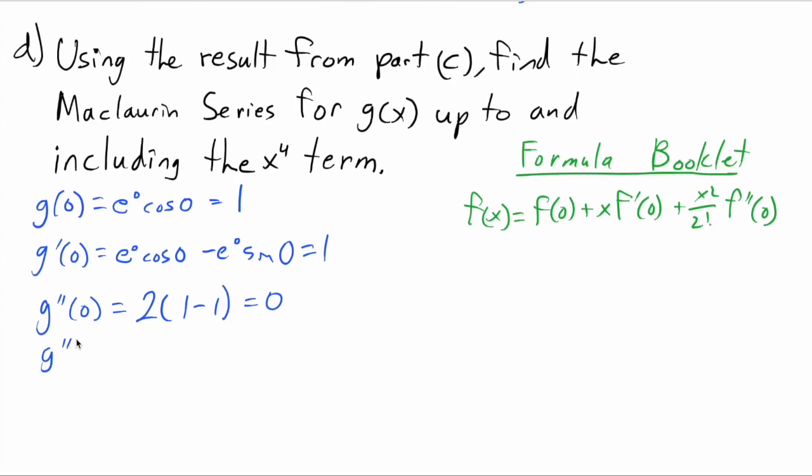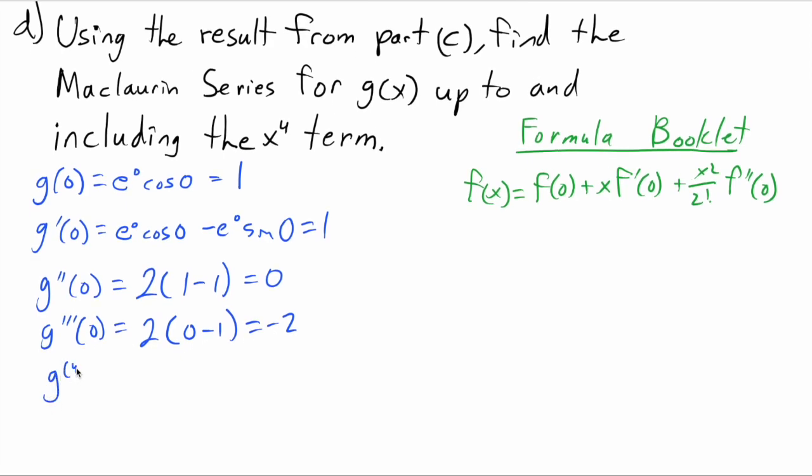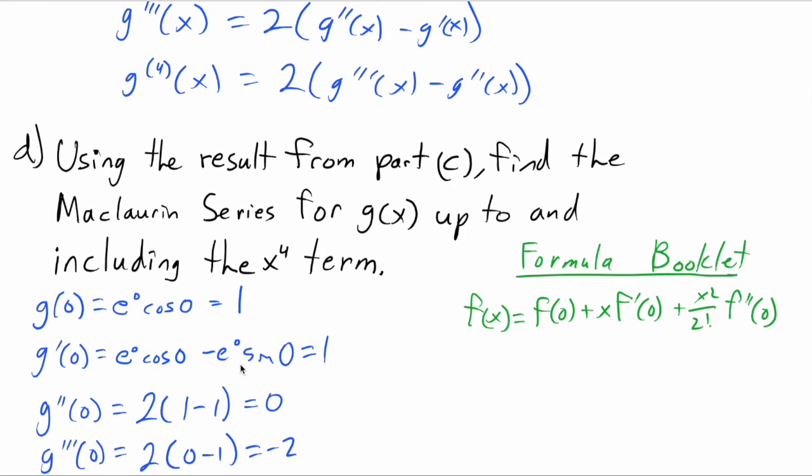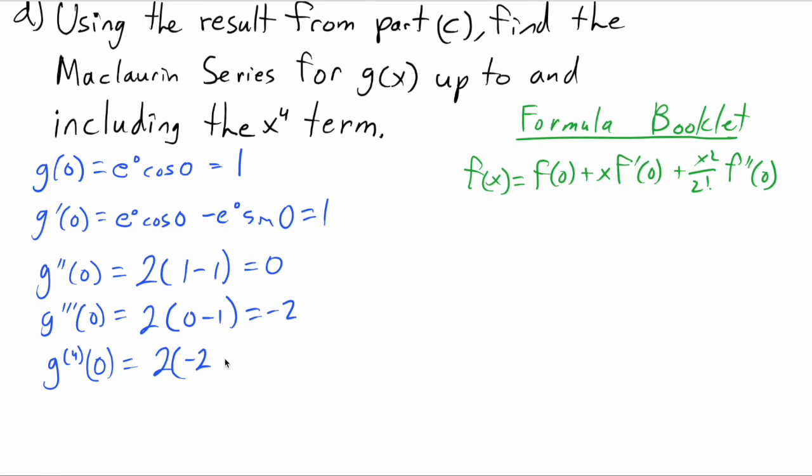And g triple prime of 0 is 2 times the previous two. Look, so that's going to be negative 2. And g fourth derivative of 0 is going to be 2 times the previous minus the one before, subtract these two, right? And that's going to be negative 4.